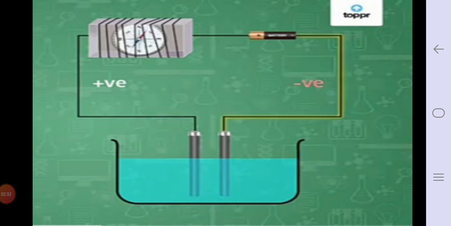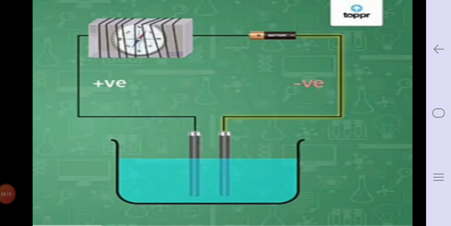Now pour a cup full of water in a glass. You can see in this picture there is one beaker. Pour a cup full of water in a glass. Add a teaspoon of salt or a few drops of lemon juice into that water. Now immerse the electrodes in this solution. Make sure that the metal caps of the carbon rods are outside the water. Wait for 3-4 minutes. Observe the electrodes carefully. Do you notice any gas bubbles near the electrodes?